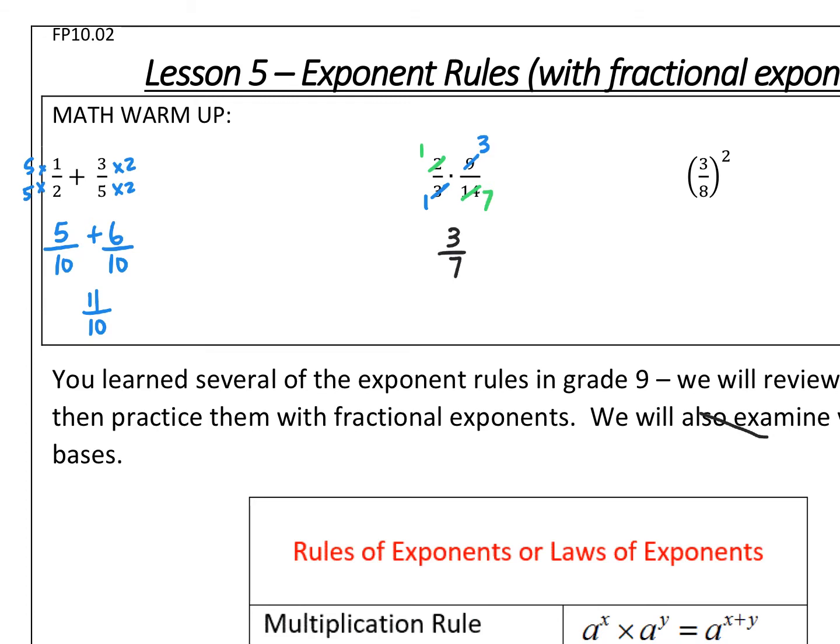Okay, and then I have 3/8 squared. Remember that the exponent has to be applied to both of those things. So 3 squared is 9, 8 squared is 64. Keep in mind that you do have a fraction button on your calculator that you can use to check these. If you enter 1/2 plus 3/5, you end up with 11/10 on your calculator.